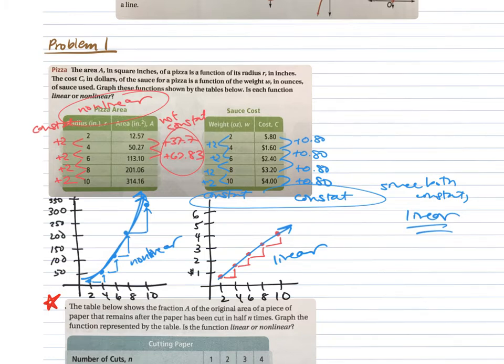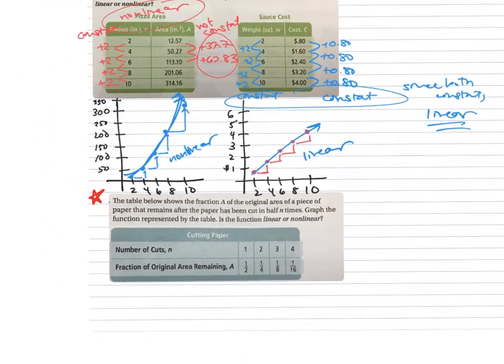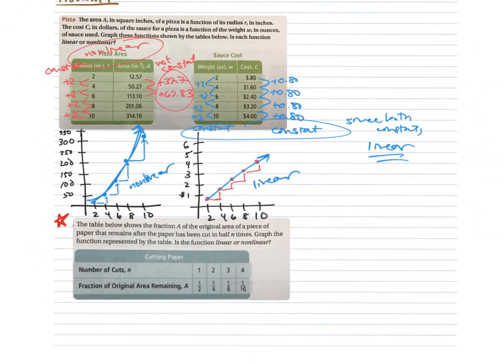Okay, so time to try one on your own. So here is a table that shows the fraction A of the original area of a piece of paper that remains after the paper has been cut in half n times. Graph the function represented by the table. Is the function linear or nonlinear? So press pause, try this on your own, do graph it. It's just one graph, and then see if it looks like it's making a line. And then you can also test it by testing your x and then your y and seeing if they're both constant to be linear. Okay, press pause and then check back for your solution.